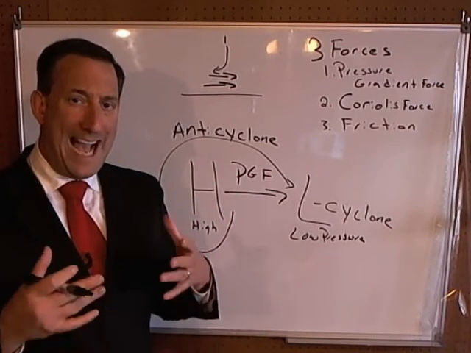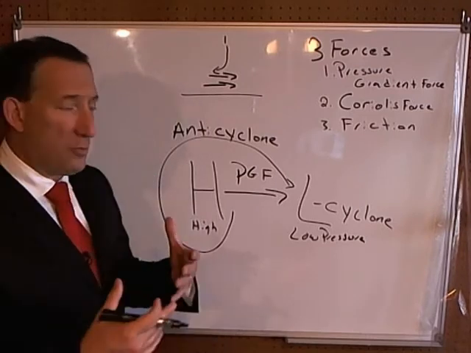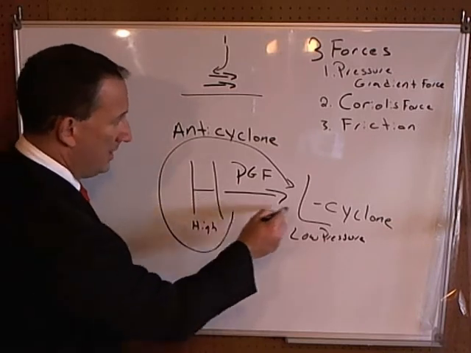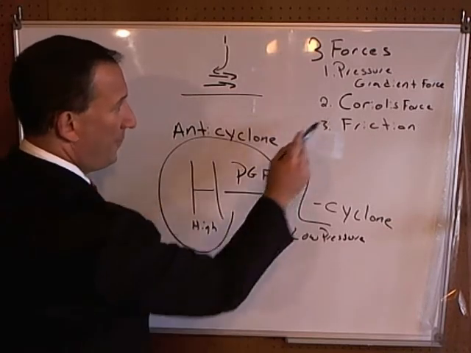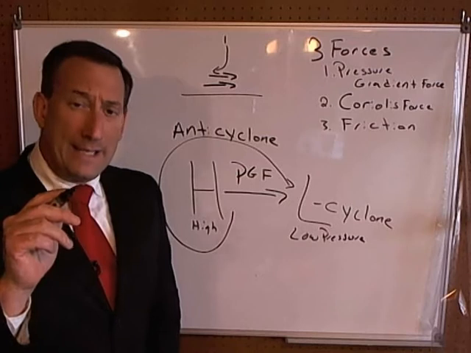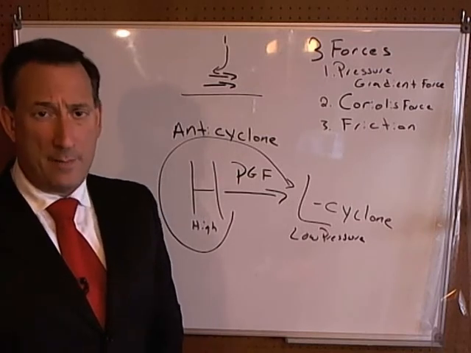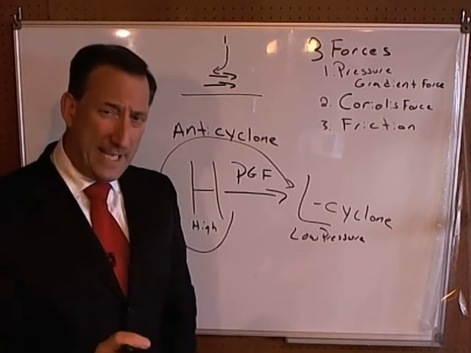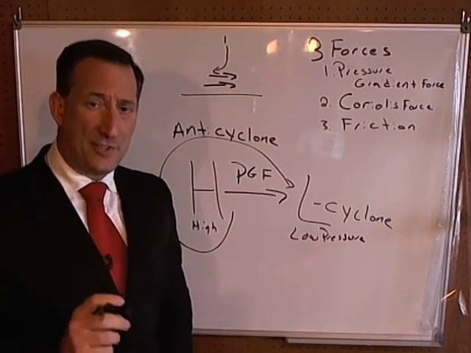We're going to be looking at how these forces play a role. Pressure gradient force is the wind that flows from high pressure to low pressure. Coriolis force is the wind being deflected to the right in the northern hemisphere. Friction changes its speed and direction at the surface.